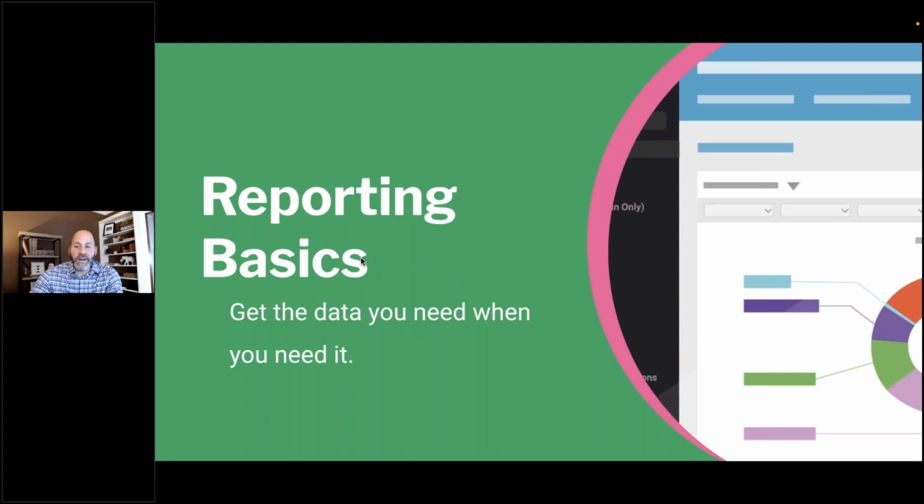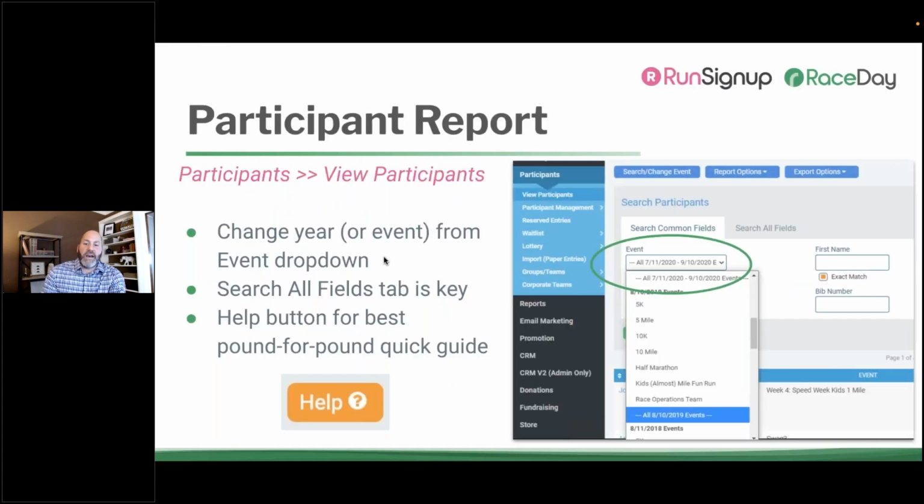So we are going to cover some reporting basics here. Obviously we're collecting these registrations and we want to make sense of all the data that's coming in. So I think the most important piece that our race directors and timers are going to be looking for is under participants, view participants. Under the event field, you can select which year from the dropdown, as well as which event within that year.